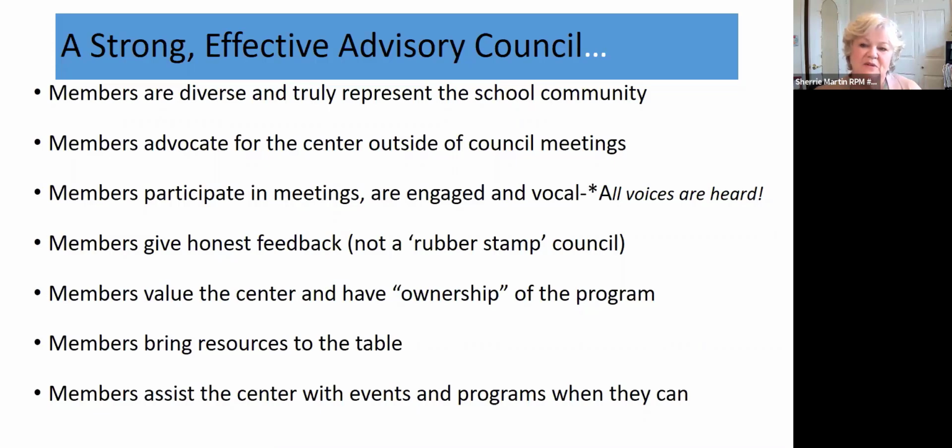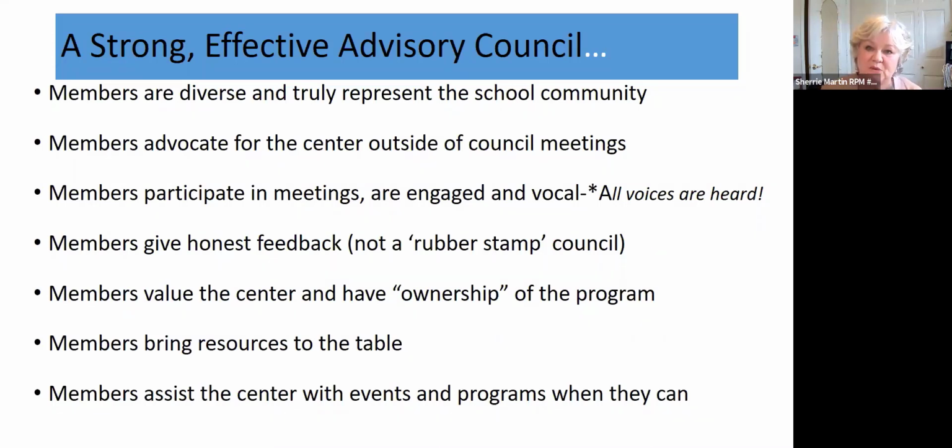And this is something we don't think about a lot, but members give honest feedback. They're not just a rubber stamp council where the coordinator says they want to do this and they go, okay. But we really get some differences in opinions and a good discussion going. Members value the center and have ownership of the program. That goes back to helping them get invested into it.